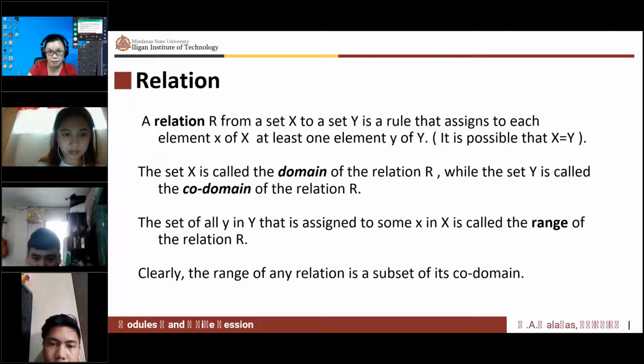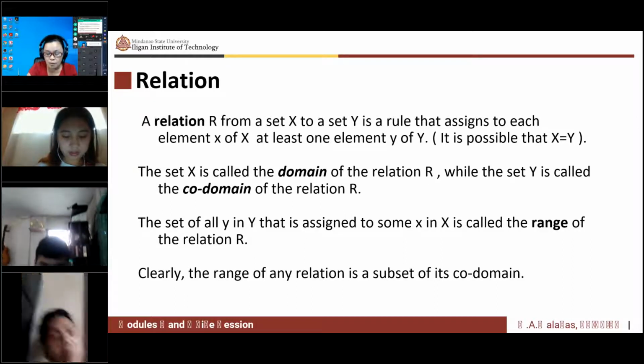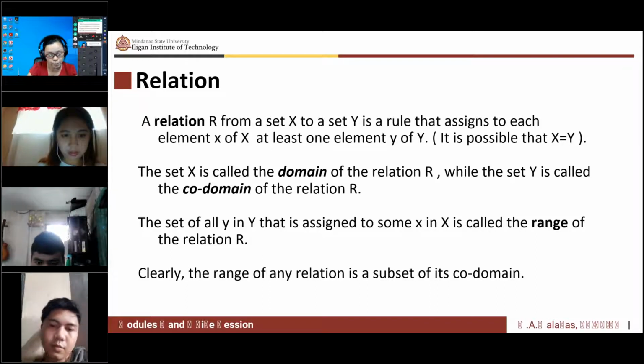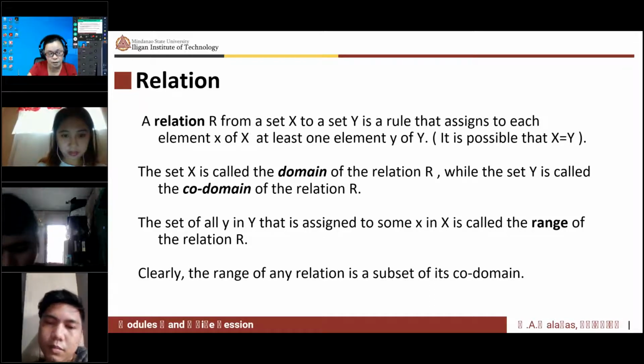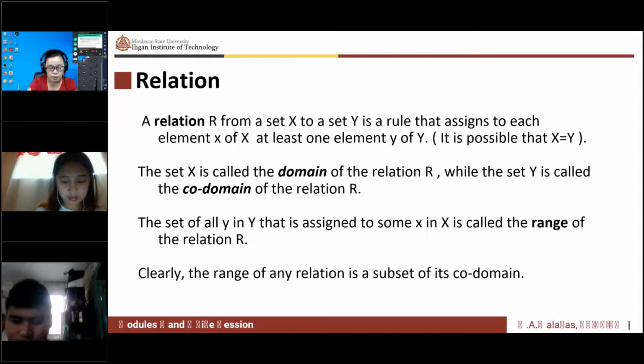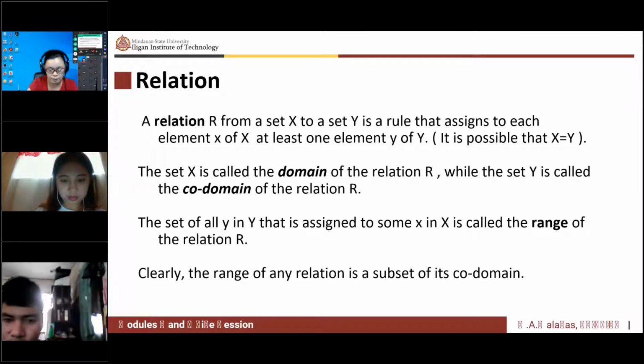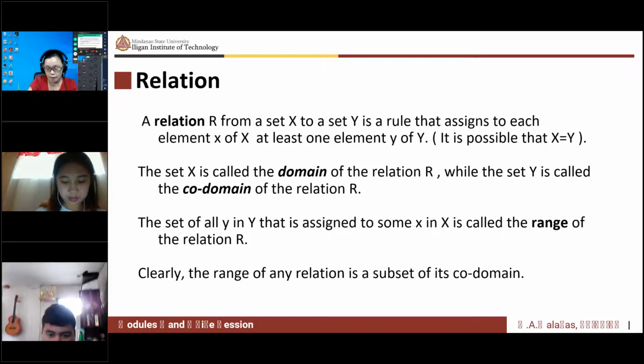You can actually name it using other letters. However, R is more convenient just to help us remember that it's a relation, while the set Y is called the codomain of the relation R. Codomain is actually a shorter term for counter domain of the relation. So take note, X is the domain, Y is the codomain.